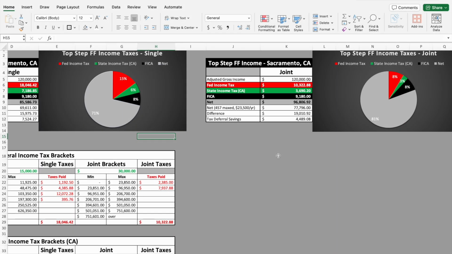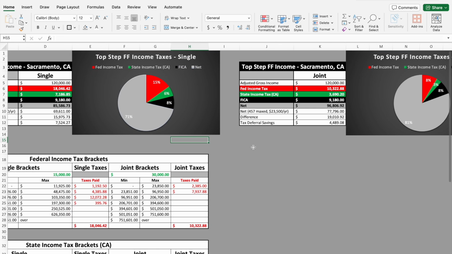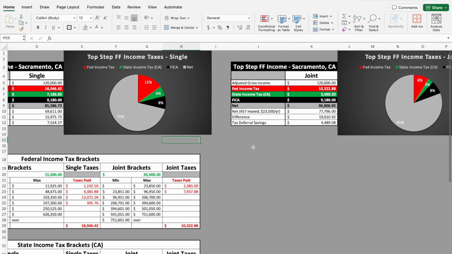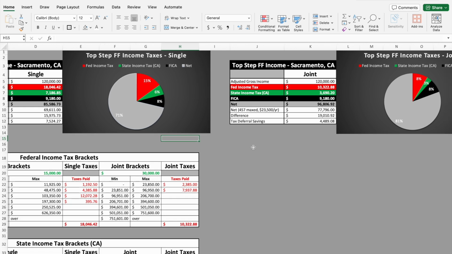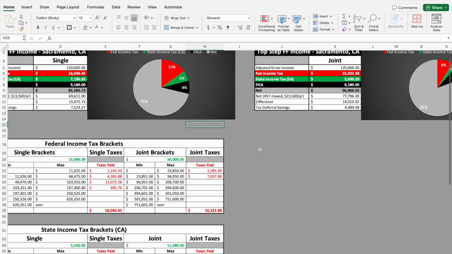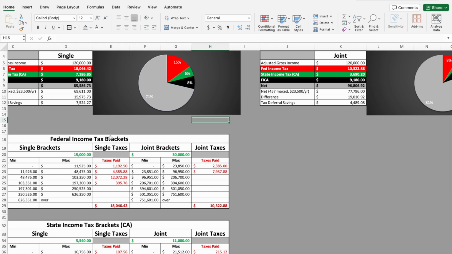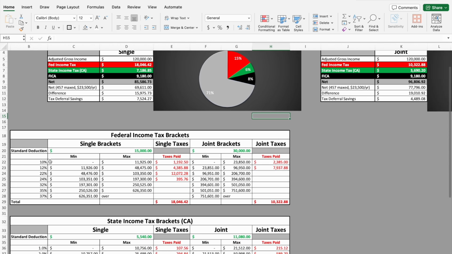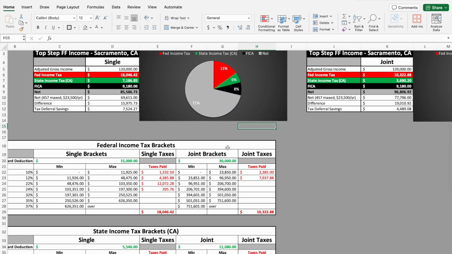So let's look over at the top step firefighter that's filing jointly with the same gross income. Because the tax brackets are higher for them, they're going to be paying a lower percentage in taxes and therefore less in taxes. So if we look down here at the joint brackets for federal income tax, between 0 to 23,000, they're taxed at this 10%. And then they top out because of the higher amount of standard deduction. Instead of making 120,000 to the government, they're only making 90,000 to the government.